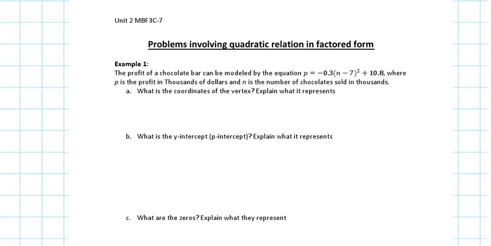So the first word problem we're going to look at is a common question. The profit of a chocolate bar can be modeled by the equation P equals negative 0.3 times (n minus 7) squared plus 10.8, where P is the profit in thousands of dollars and n is the number of chocolates sold in thousands.